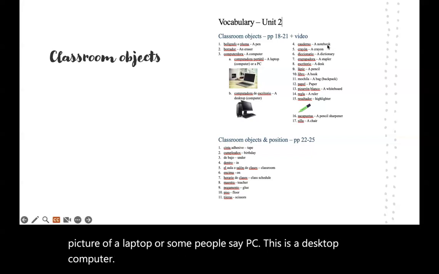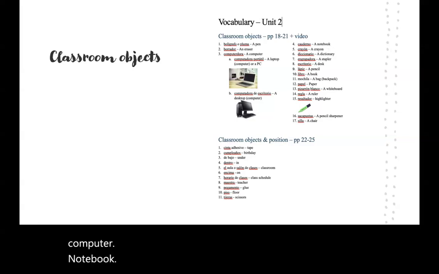Okay, notebook, notebook, crayon, crayon, dictionary, dictionary. Number 7 is stapler, stapler. 8 is desk, desk. 9, pencil, pencil. 10 is book, book.